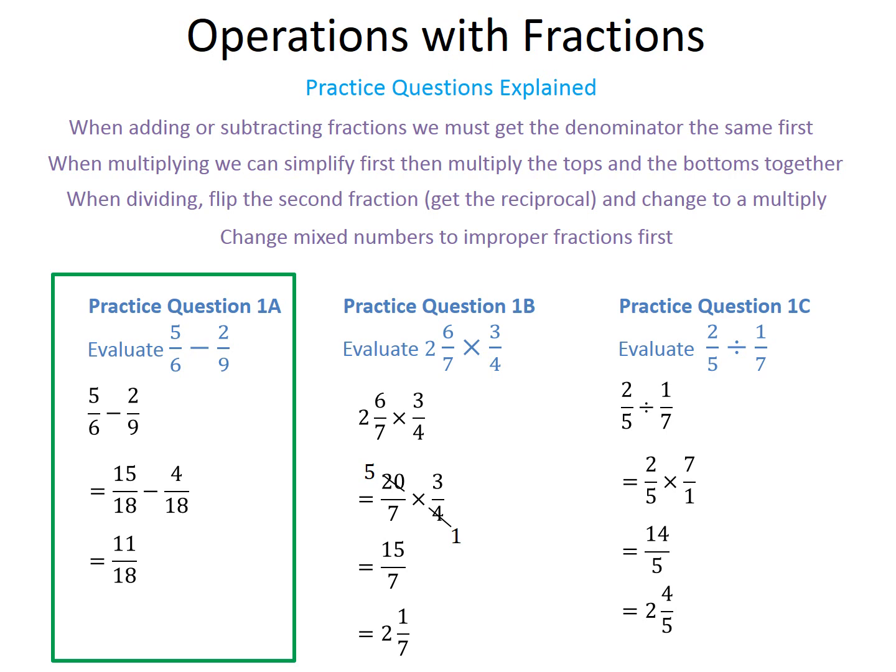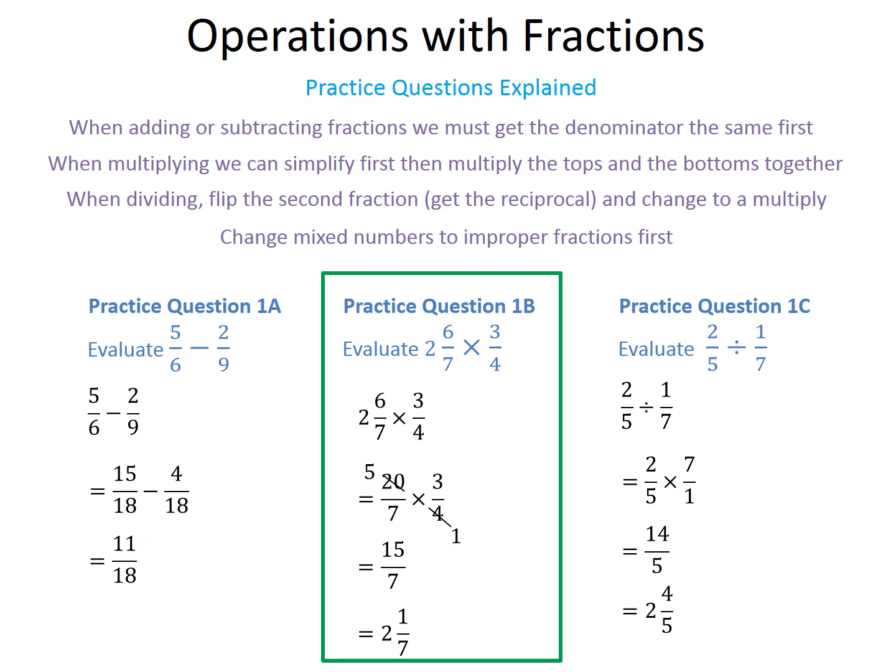And here I had to times the 9 by 2 to get to 18, which means I had to times the 2 by 2 as well. So that's why it's 4 over 18. And then I can do my minus. 15 take away 4 is 11. And the 18 doesn't change because that tells me the size of the pieces, and they're not changing. Just how many I've got is changing. So 11 over 18.